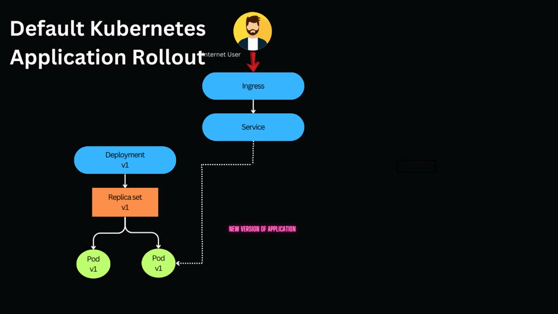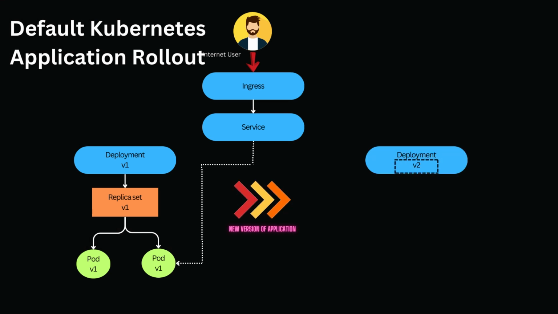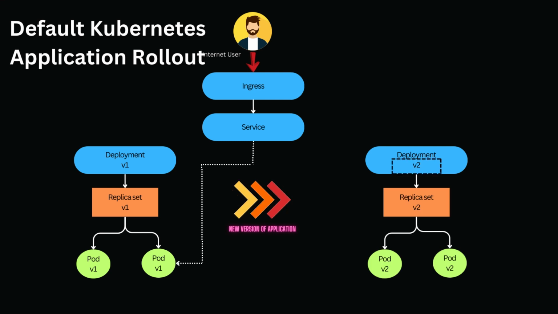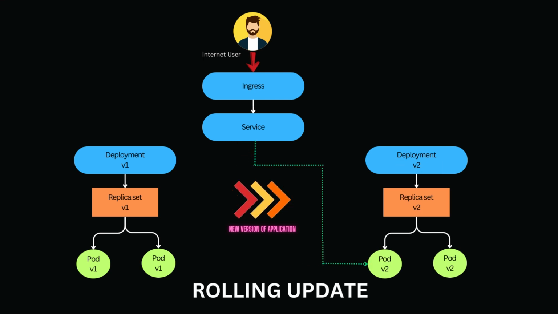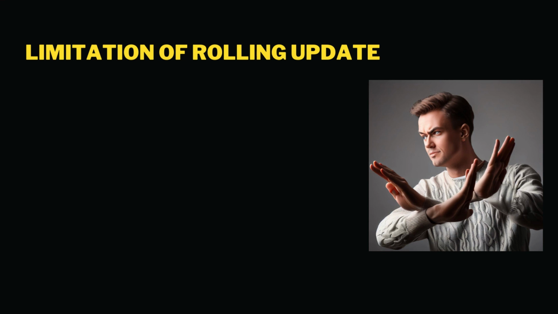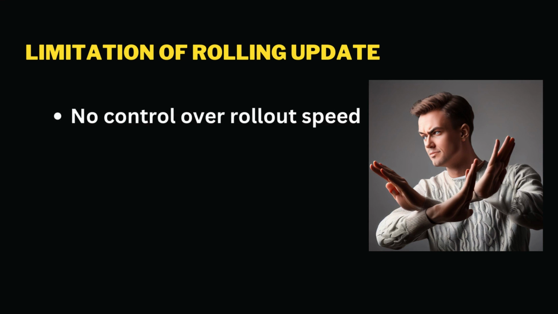When a new version of application needs to be deployed, the deployment resource is updated with the new image version, and once deployed, it spins up pods containing the new application version. By default, a rolling update deployment strategy is used, which ensures that there is no downtime, but it has some limitations. Rolling update relies on basic readiness probe and does not provide fine-grained control over rollout speed.